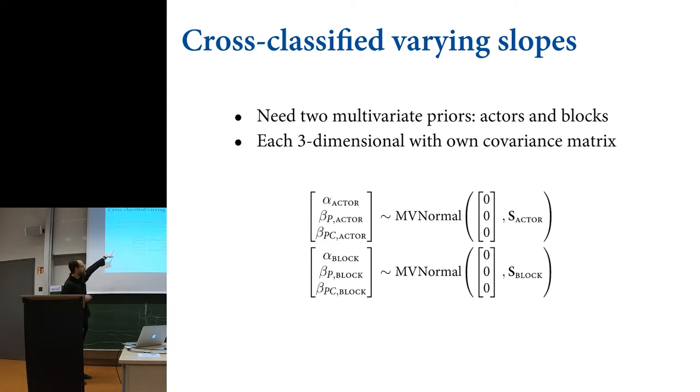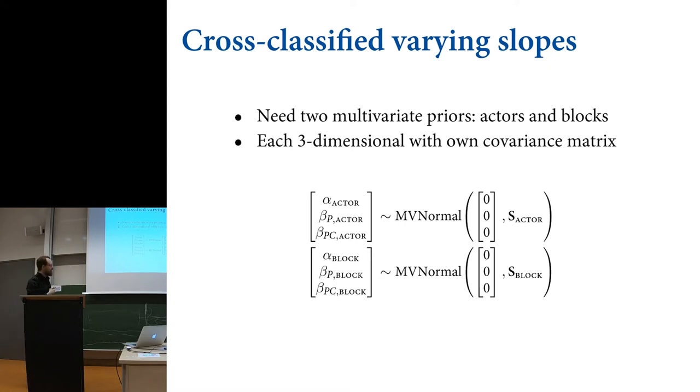For each actor, the way you could read this first one on the slide is for each actor, there's an alpha, a beta sub p, and a beta sub pc. Those are normally distributed in a three-dimensional normal distribution. They're zero-centered because we're going to model them as offsets from the grand mean, with a covariance matrix for actors. And that S sub actor is a 3x3 matrix.